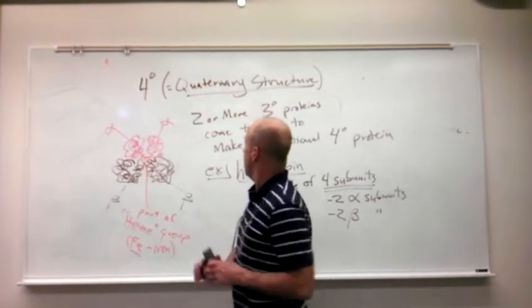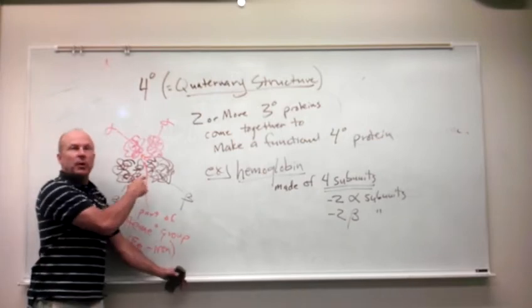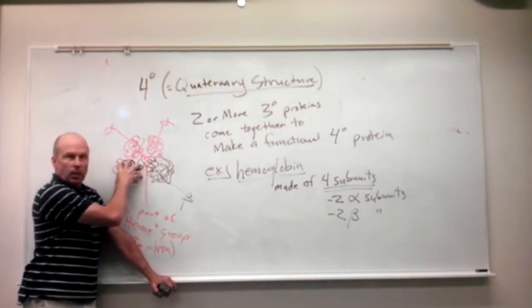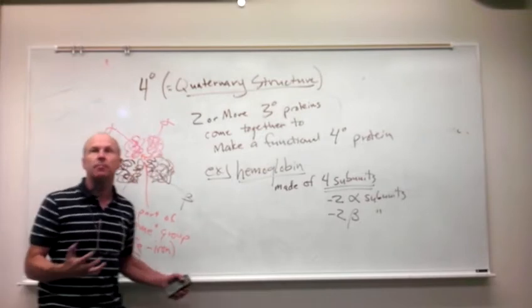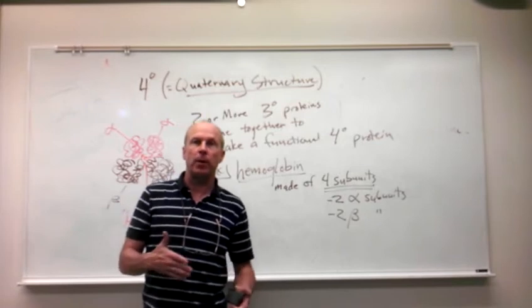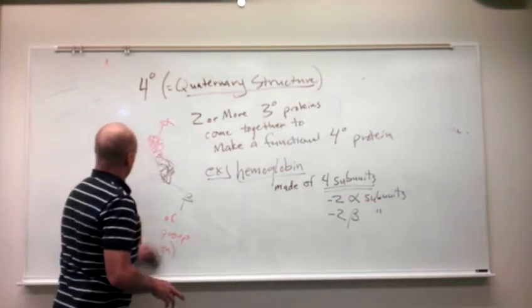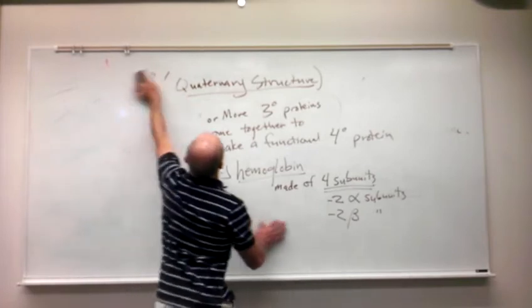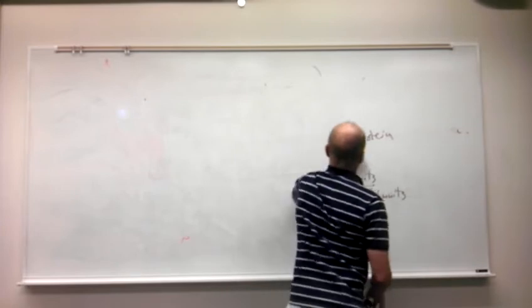Okie dokie. All right. So, this picture, I hope you understand this. Each one of these blobs is a tertiary structure. There's 4 tertiary structures that come together to make hemoglobin, which is the oxygen transport pigment in your blood. Extremely cool stuff. Now, that's the quaternary structure. All right.